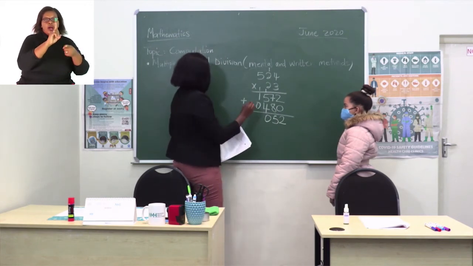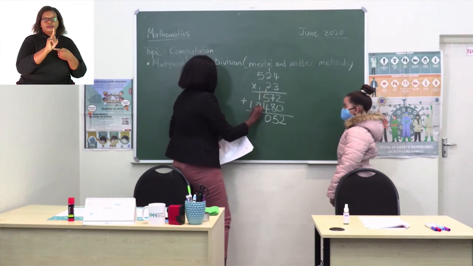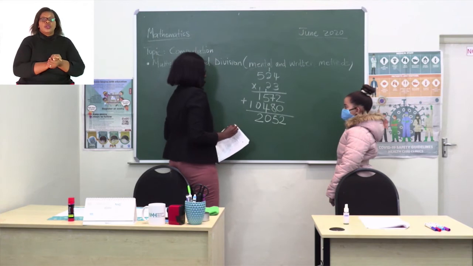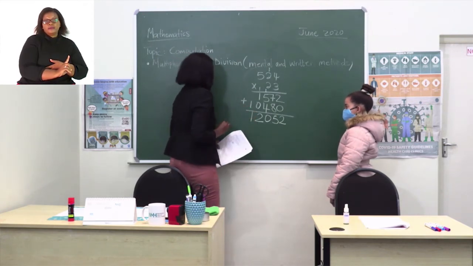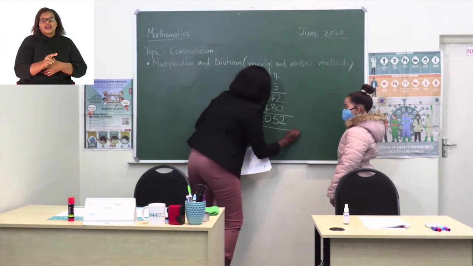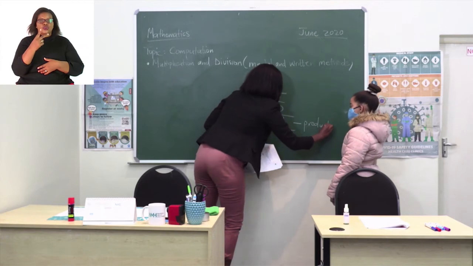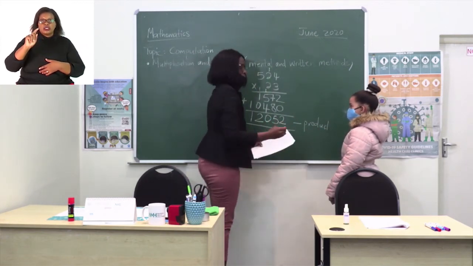Good. Now we have 1 plus 1 plus 0. What is our answer? Which is 2. And then what will happen with our 1? We bring down our 1 here. So that is our product. This is what we call our product, which is 12,052.